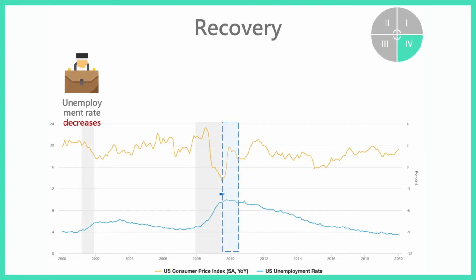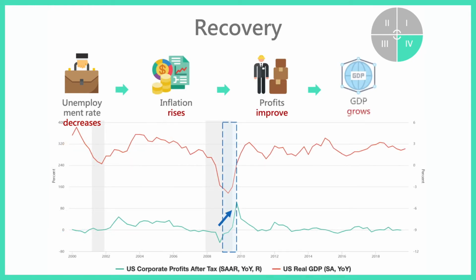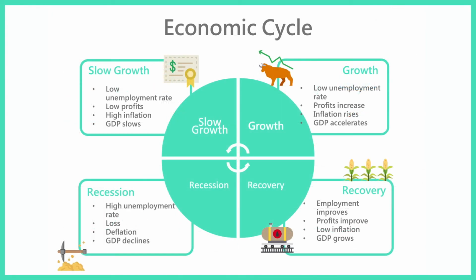In the recovery phase, unemployment rate hits a plateau. Inflation and corporate profits improve. GDP growth rises. No matter which phase the economy is in, employment, corporate profits, inflation, and GDP are interconnected. We can identify the economic cycle by monitoring the ups and downs in macroeconomic data.